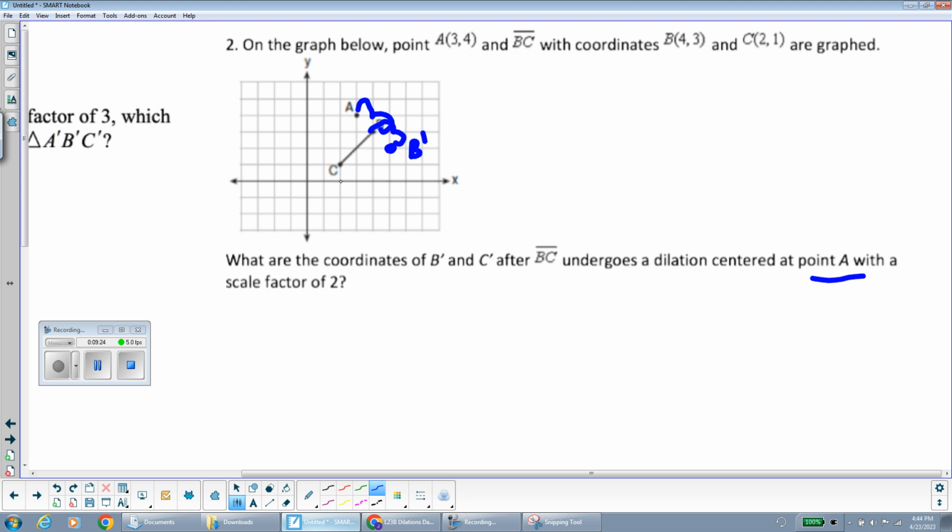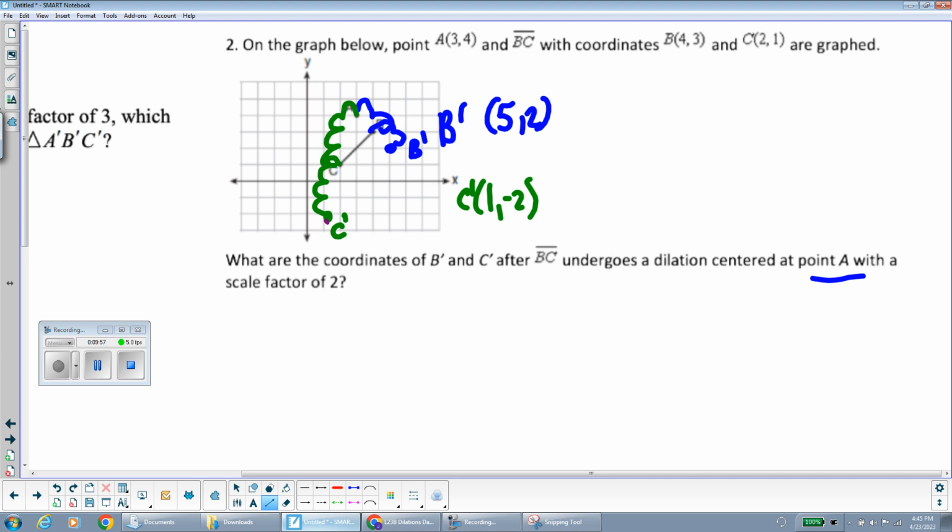Okay, I can do the same thing from point A to C. From A to C, it's 1 over and 3 down. So if I'm going to double that distance, I'm going to repeat that movement. Another 1 over, 1, 2, 3 down. And there's my point C prime. And that's the point 1, -2.